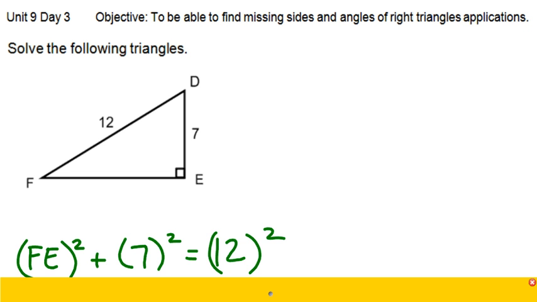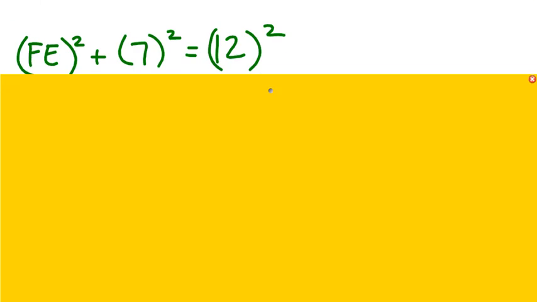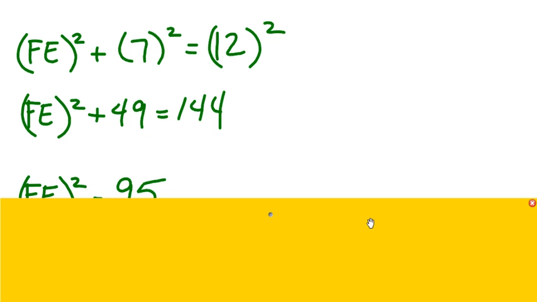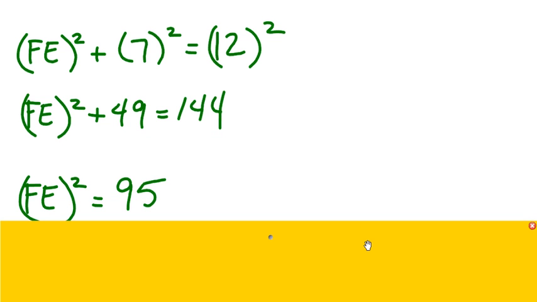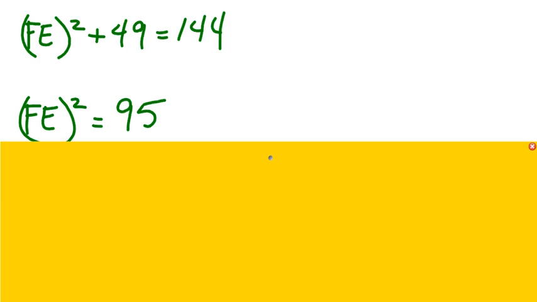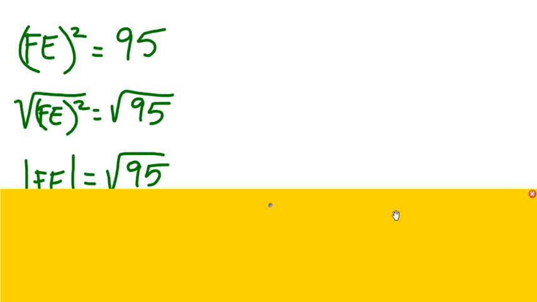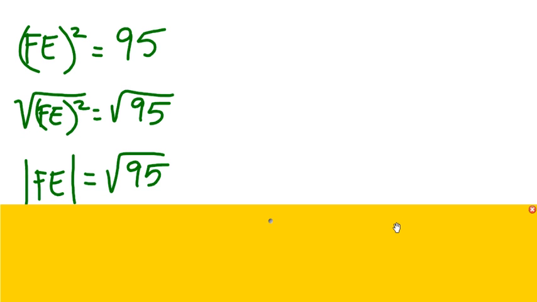So we can solve our equation. We know 12 squared is 144 and 7 squared is 49. All we have to do is undo this to solve for side length FE. So if we subtract 49 from each side, we have FE squared equals 95. To undo something that's squared, we take the square root, which means we end up with the absolute value of the square root of 95.